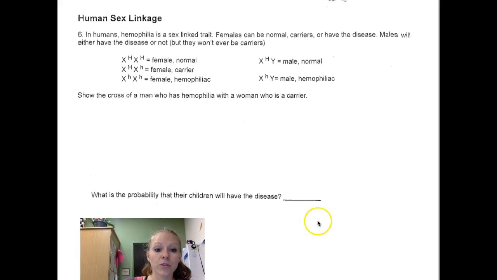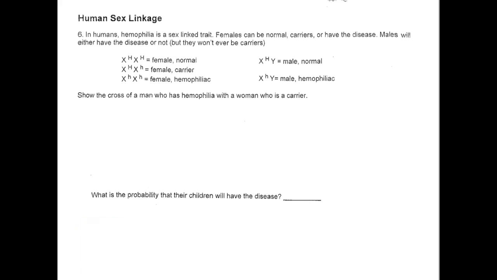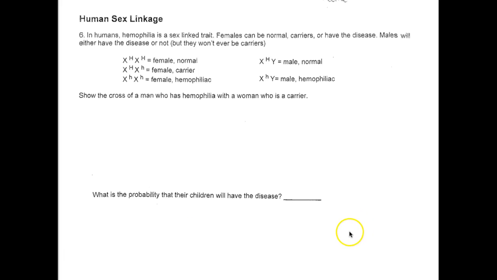Here is the first question on your worksheet. What I'm going to do is I'm going to make myself disappear here. And in humans, hemophilia is a sex-linked trait, which means it's found on the X chromosome. Females can be normal carriers or have the disease. Males will either have the disease or they will not be carriers.